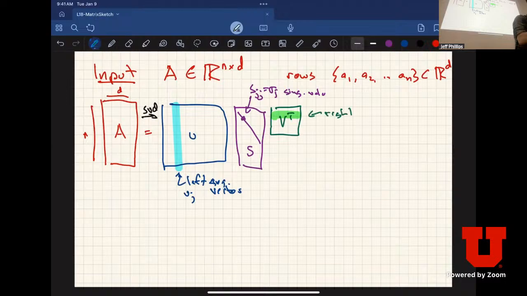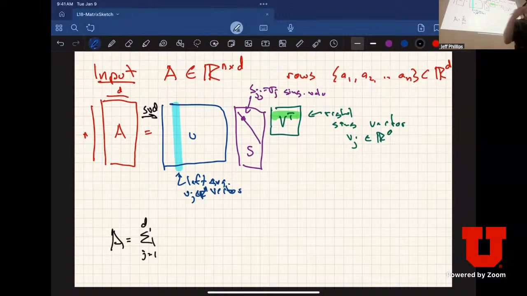the right singular vector. This is Vj, this is in Rd, and Uj is in Rn. These are n-dimensional vectors here. Okay, and so I have the property that I can write A as the sum of j equals 1 to d. In this case, we're writing d is less than n, times uj sigma j vj transpose.